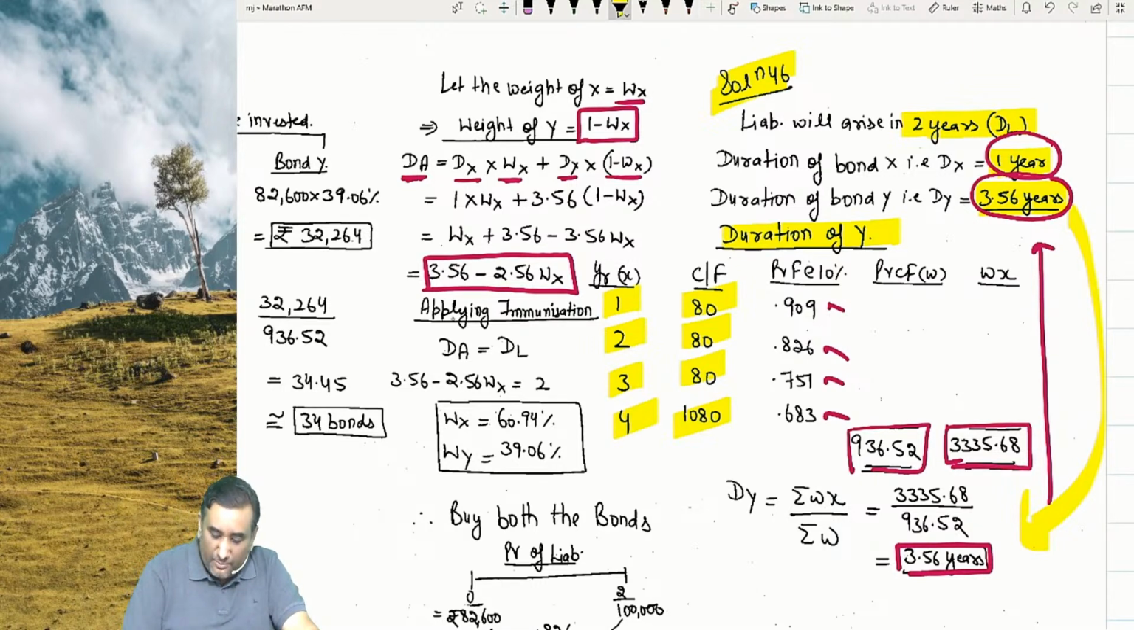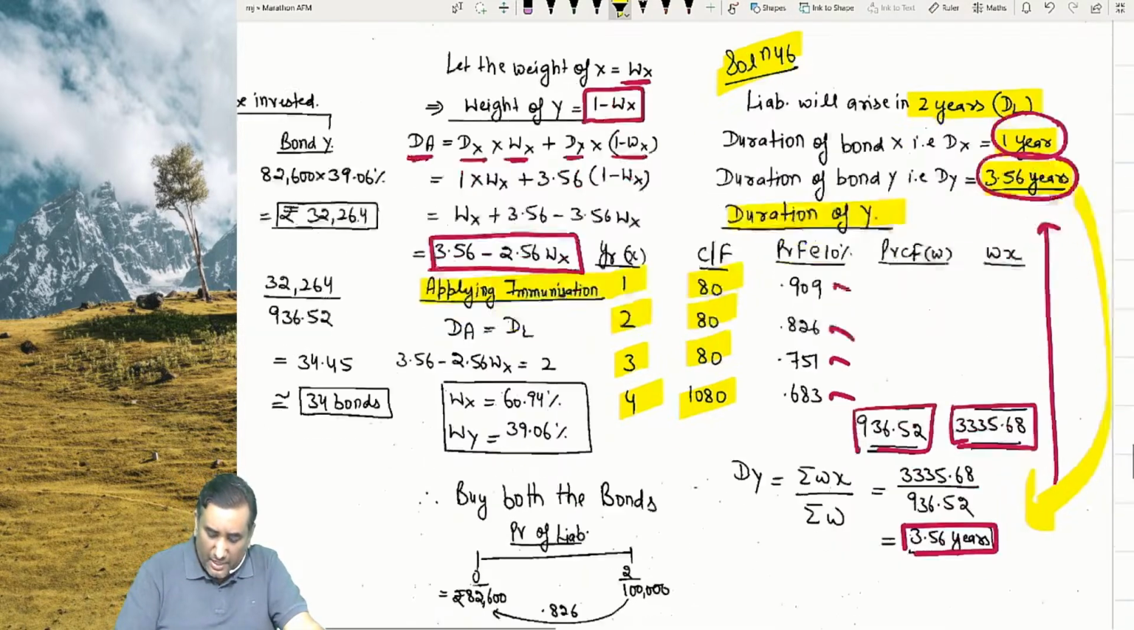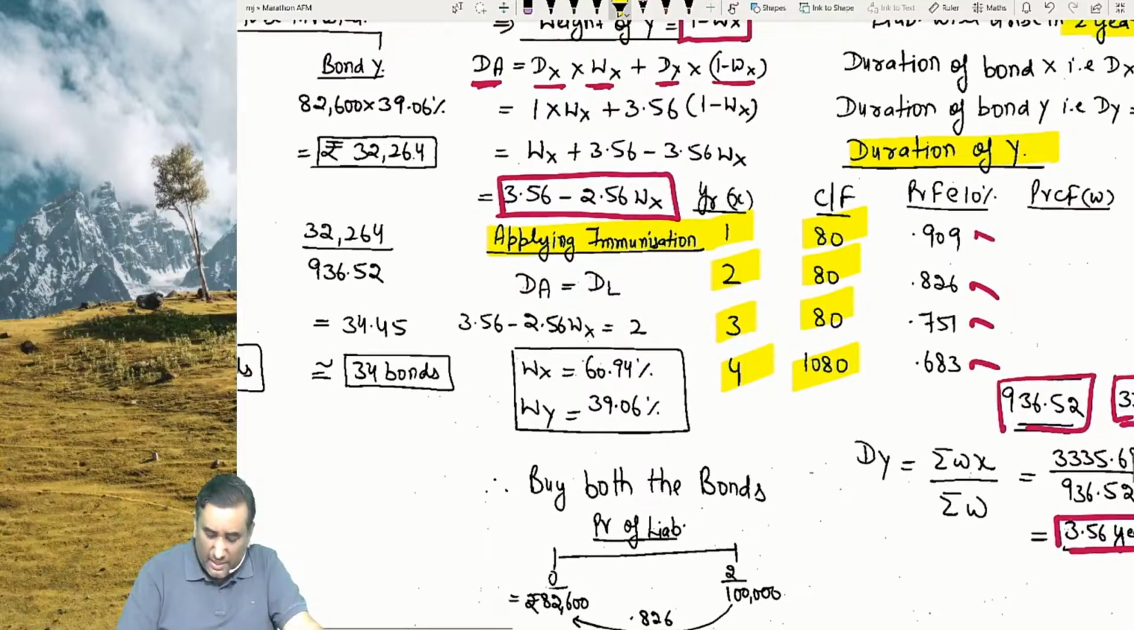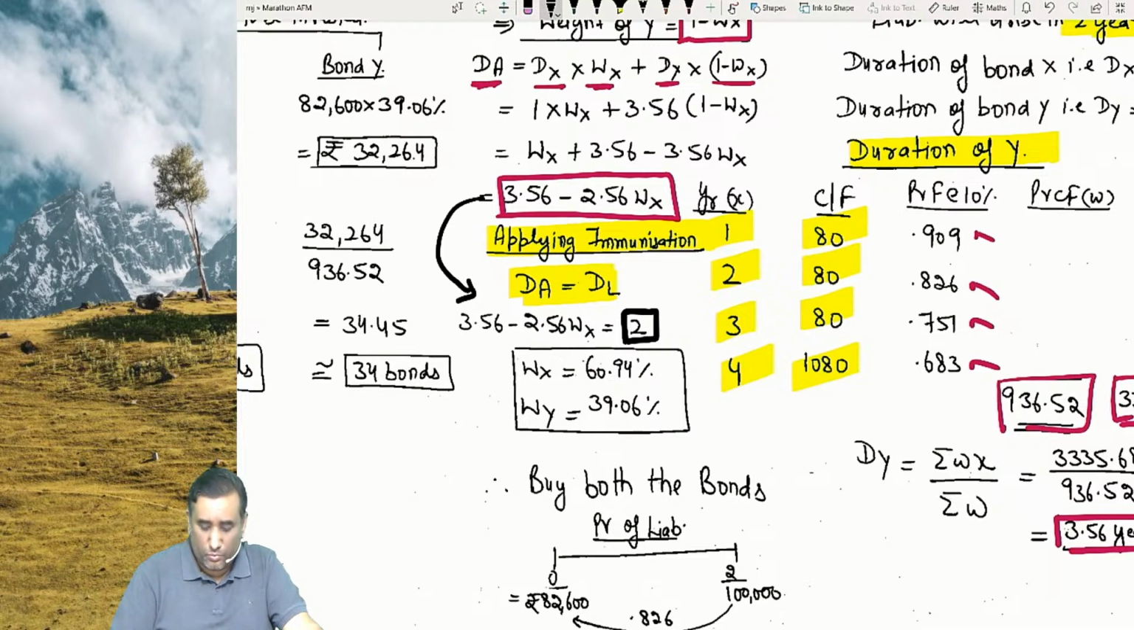Then applying immunization, he did not use the word, I am using it, and now you can 100% use it, because in the recent questions he has started using this word. Applying the immunization principle, we say the duration of the asset is equal to the duration of the liability. The duration of the asset is equal to 3.56 minus 2.56 WX, and the liability arises in 2. When you solve this, you will get the weight of X is 60.94 and the weight of Y is 39.04.